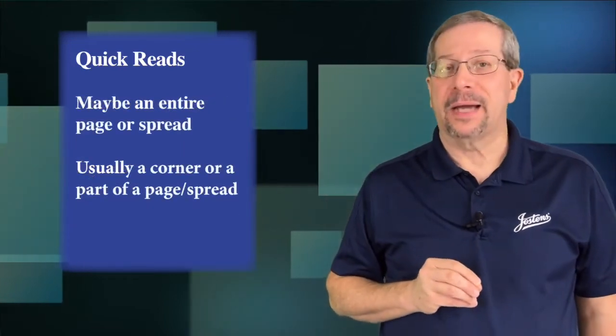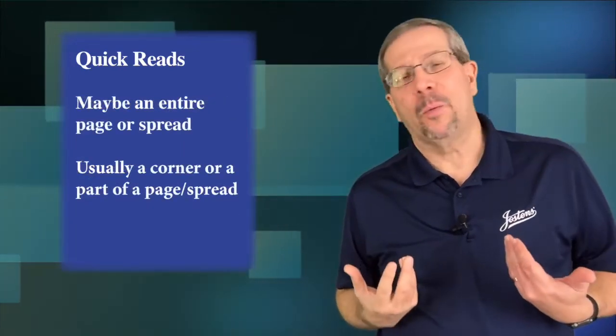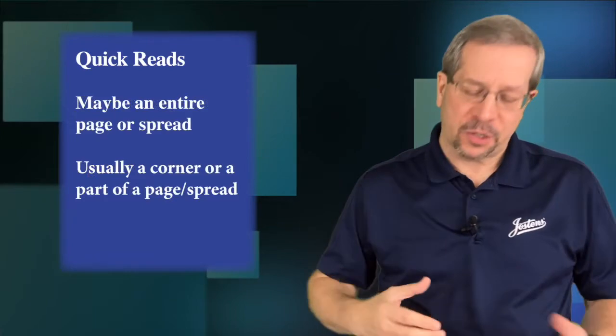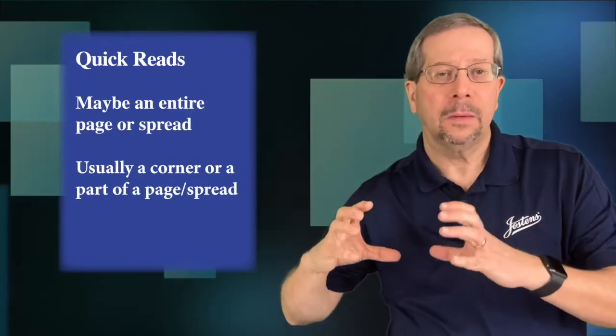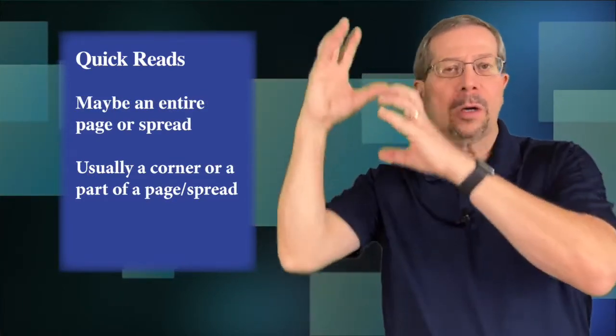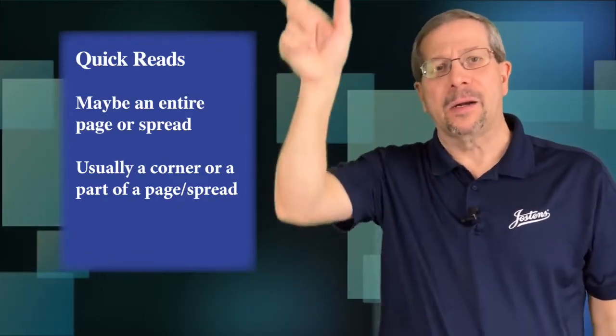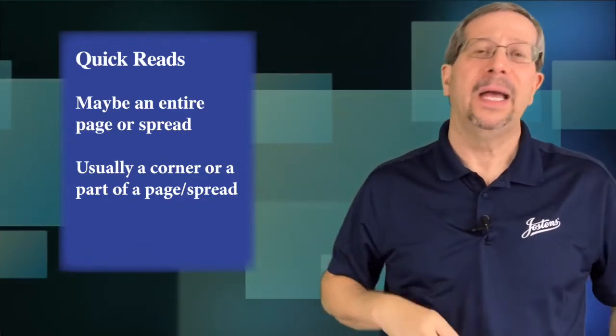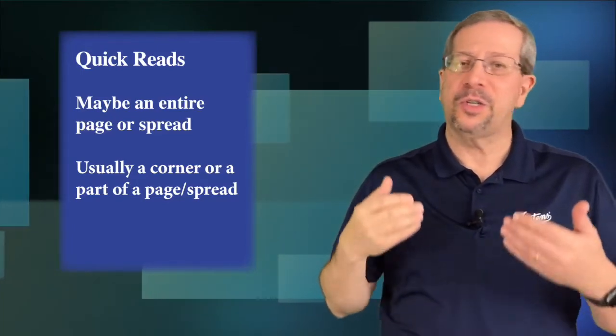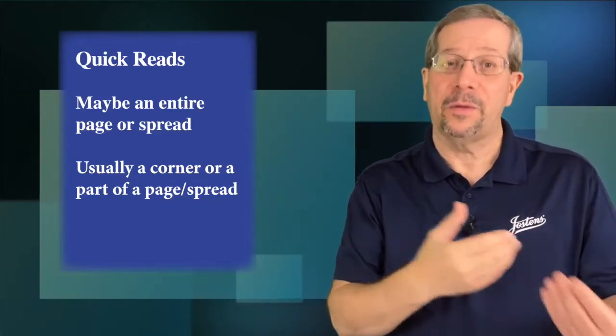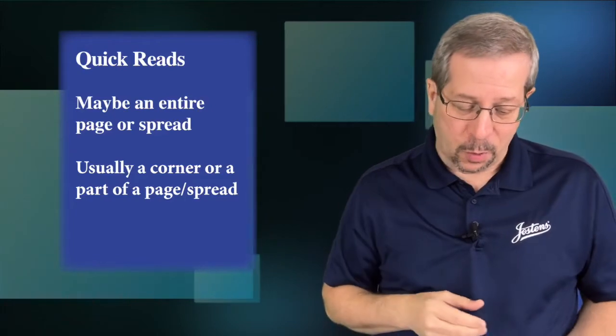Again, it could be an entire page. More often than not, when I see quick reads, it's a part of a page, like down sort of in a corner. Like a corner of the page or corners of the page, or maybe like a strip of the page across the bottom or down the side and so on. Again, go back and look at Ava's video. She's got a lot of great examples about how other schools have used quick reads.